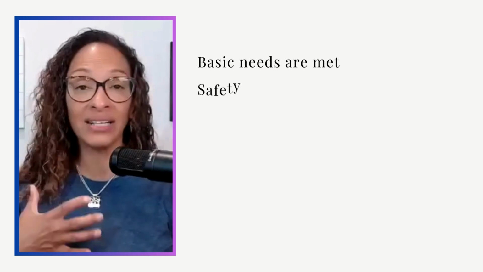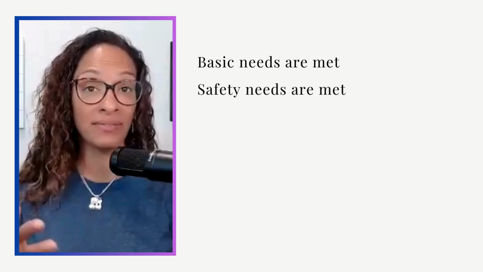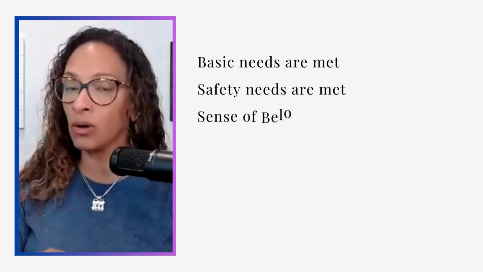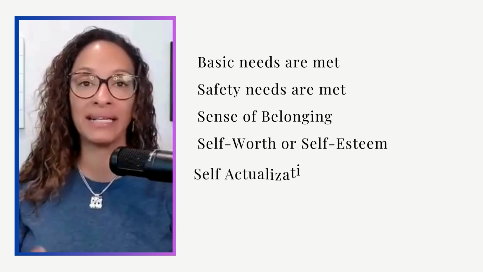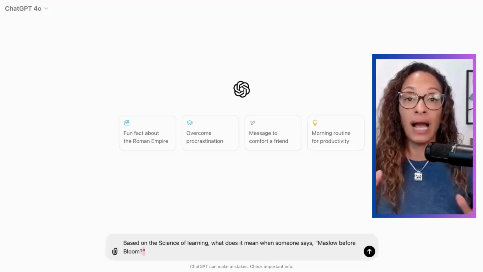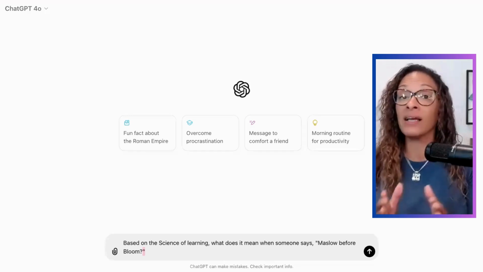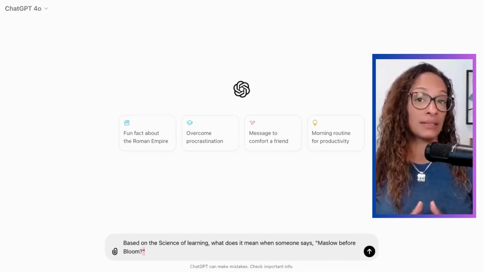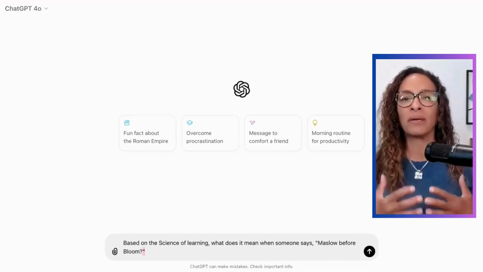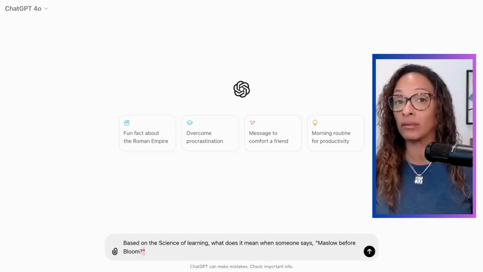Their basic needs are met. They have a safety in the classroom where they know that they're safe. They can ask a question. They feel like they belong. They have a self-worth and they can self-actualize, meaning, yes, I can do this. I am integrating generative AI with the science of learning from the supporting relationships in the classroom, like supporting the student from a behavior perspective so they feel welcomed in the classroom.